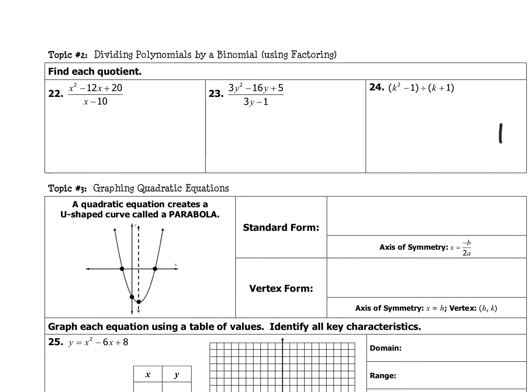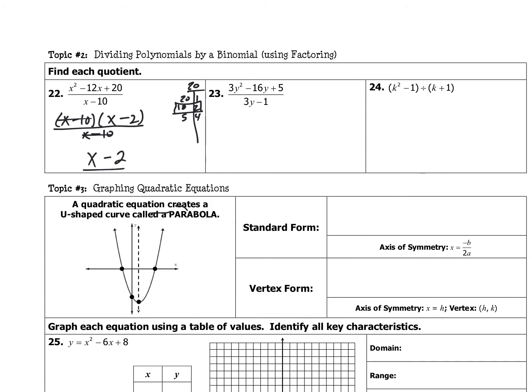Topic 2, dividing polynomials by a binomial using factoring. So on this page, in this topic, we need to factor the numerator and then see if any of the factors will cancel out with the denominator. So if I'm factoring the numerator here, I need factors of 20 that add up to equal negative 12. 20 and 1, 10 and 2, 5 and 4. So 10 and 2, this is going to be x minus 10, x minus 2, divided by x minus 10. And so the x minus 10s just cancel out. And what I'm left with is x minus 2. And that's my solution.